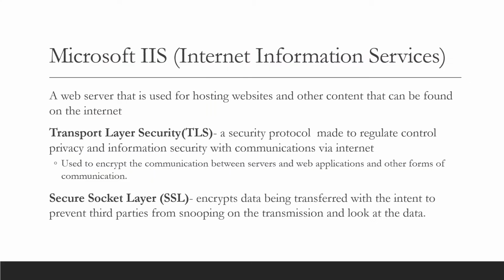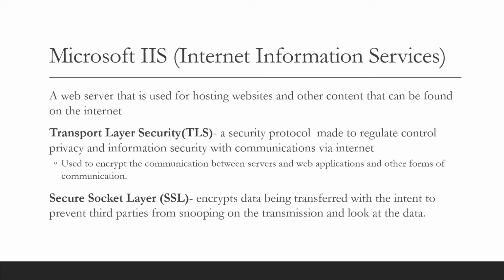Through the Windows server that we're going to be using during the labs, the best way to harden HTTPS is through Microsoft IIS, which stands for Internet Information Services. This is a web server that's used for hosting websites and other content that can be found on the internet. And two of the main security protocols that are used within HTTPS and IIS are Transport Layer Security and Secure Sockets Layer.